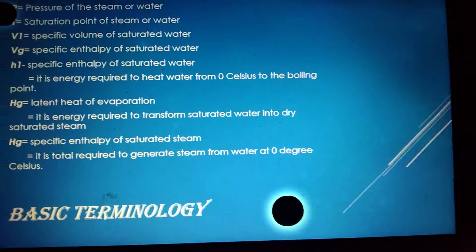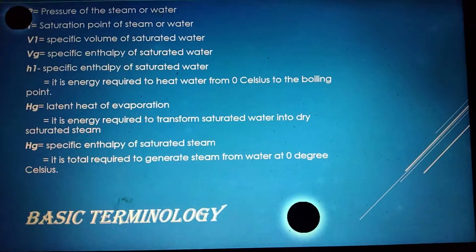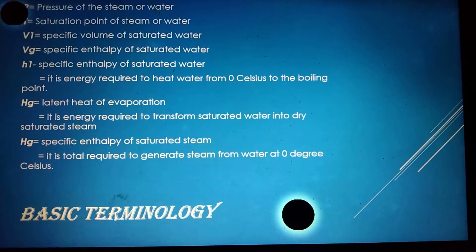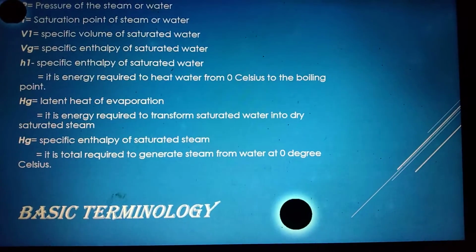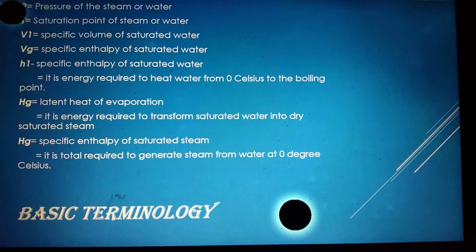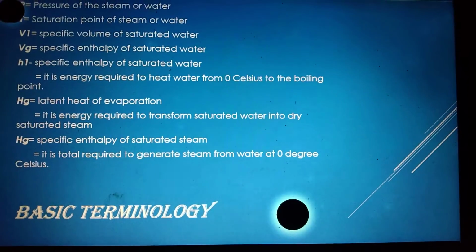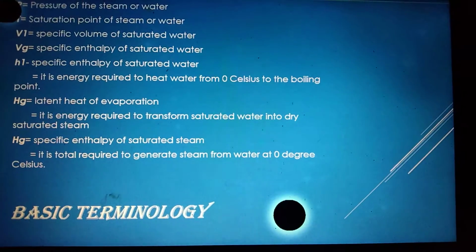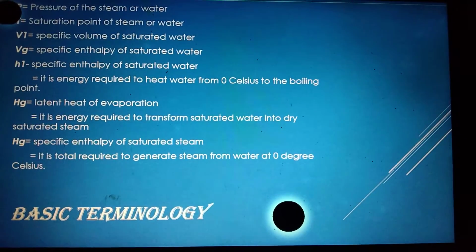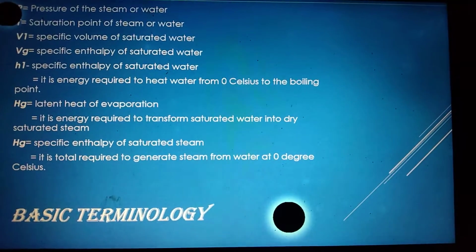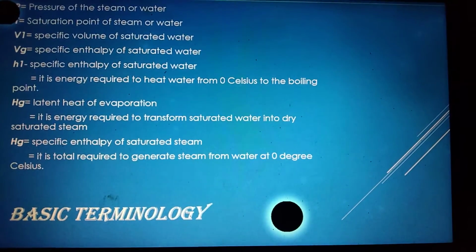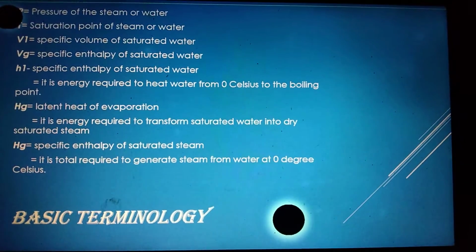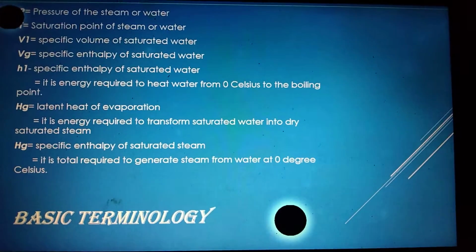Basic terminology. P: pressure of the steam or water. F: saturation point of steam or water. Vf: specific volume of saturated water. Vg: specific volume of saturated steam. Hf: specific enthalpy of saturated water. It is the energy required to heat water from 0 degrees Celsius to the boiling point.